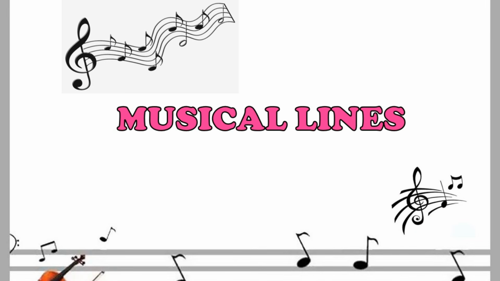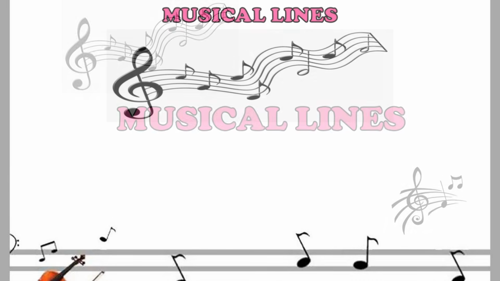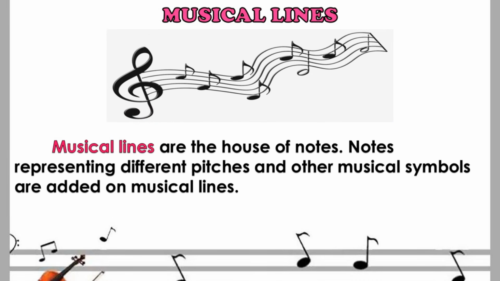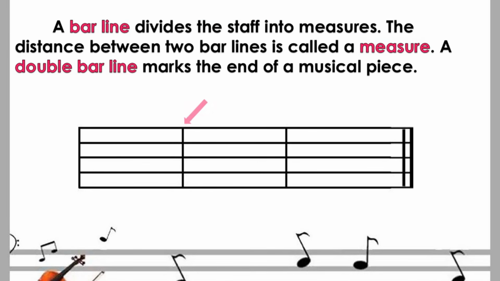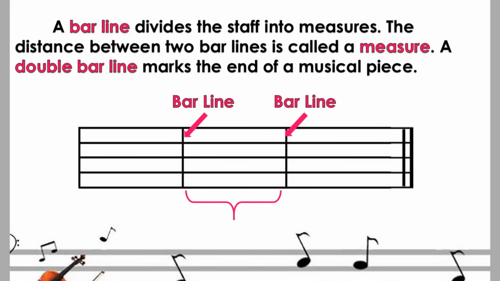Now let's learn about the musical lines. Musical lines are the house of notes. Notes representing different pitches and other musical symbols are added on musical lines. A bar line divides the staff into measures. The distance between two bar lines is called a measure. A double bar line marks the end of a musical piece.